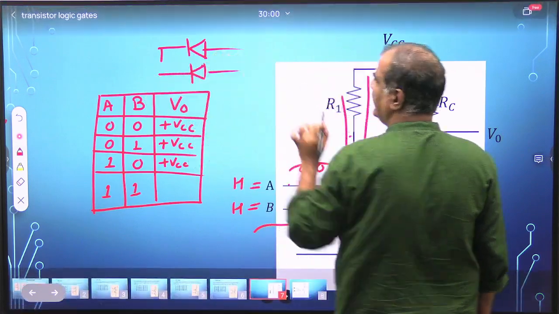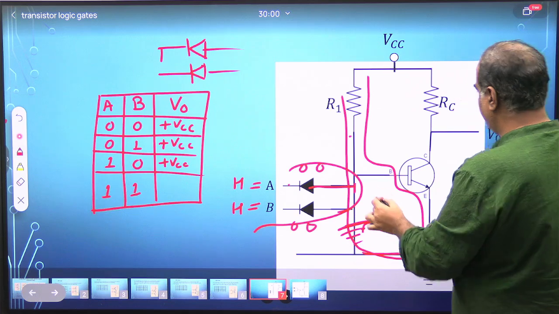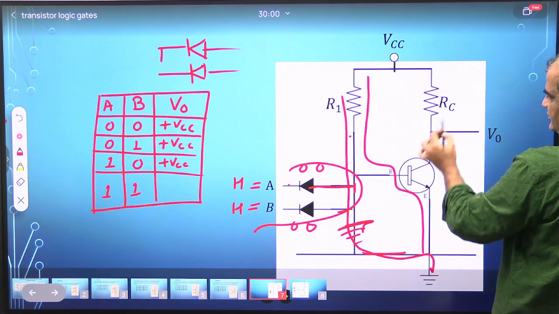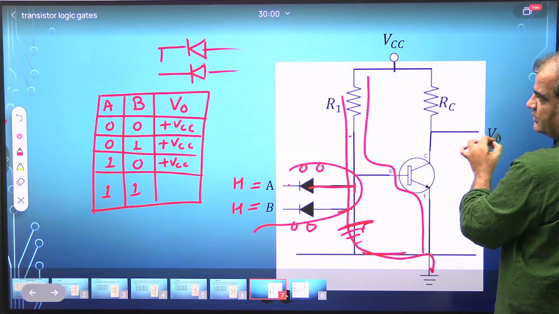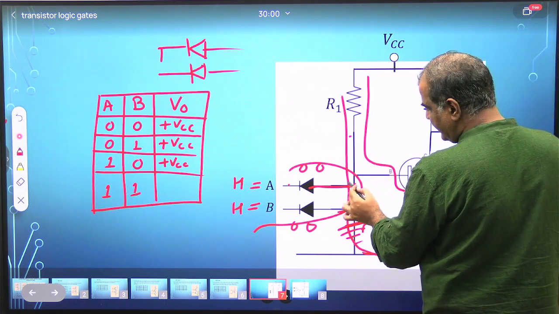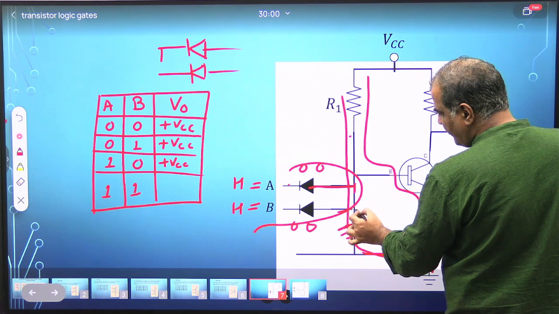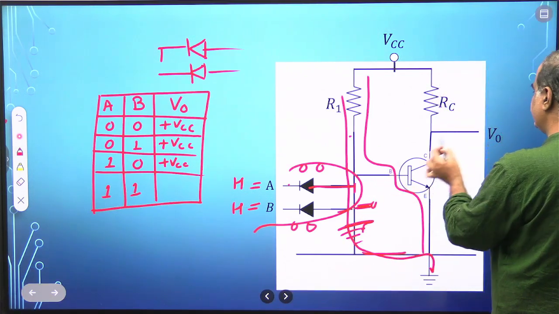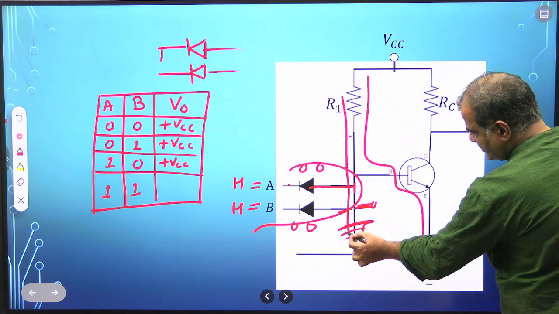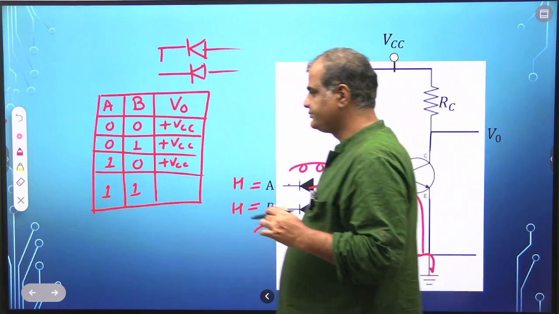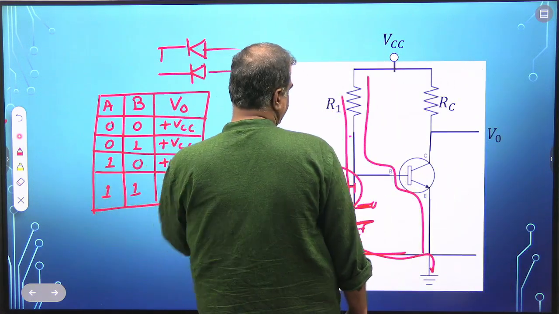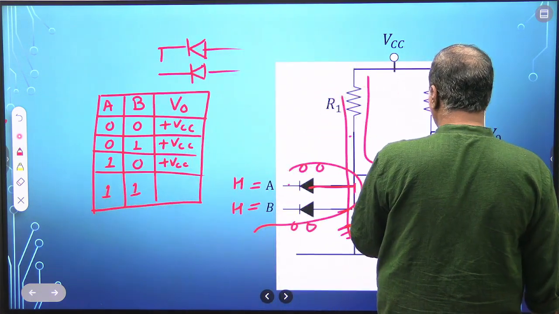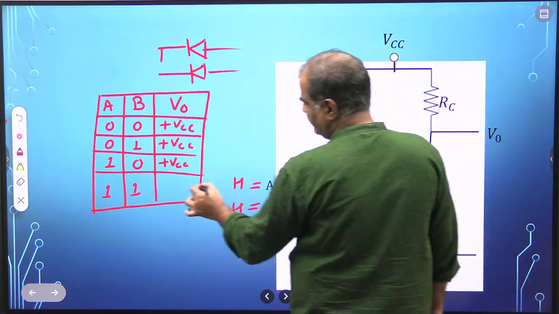So when AND gate output is 1, this will become saturation. You'll get 0 here. And when AND gate output is 0, AND gate output will take here. Generally, we take output here. When this is 0, automatically this becomes your cutoff. So this line is not there. So this 1 will make this conducting. So your output will come 0.